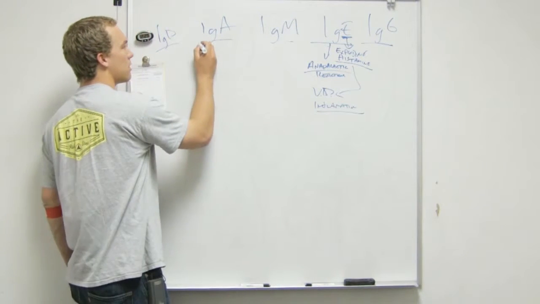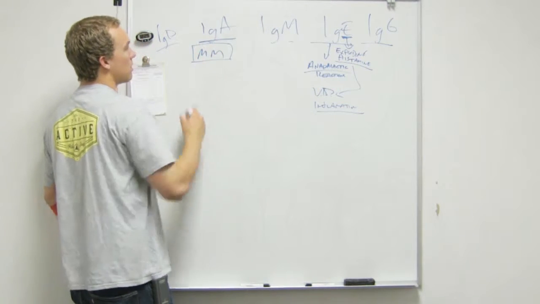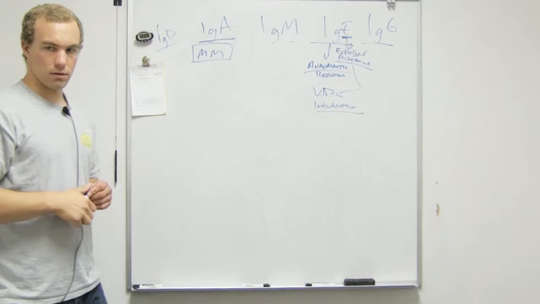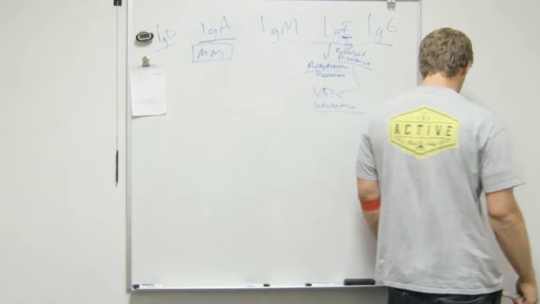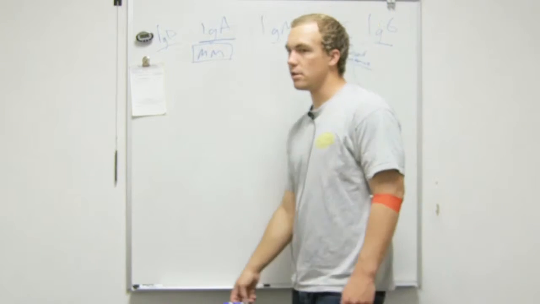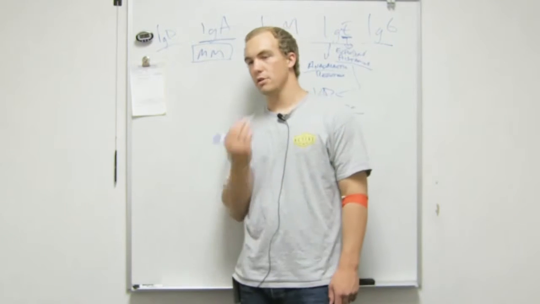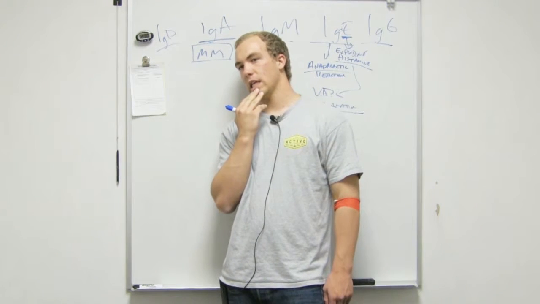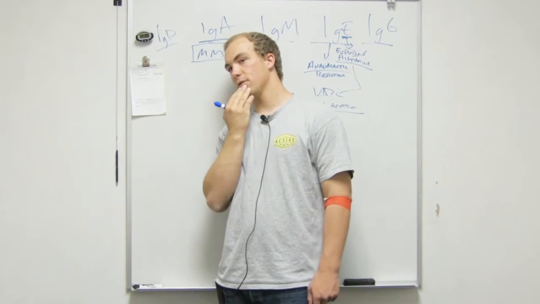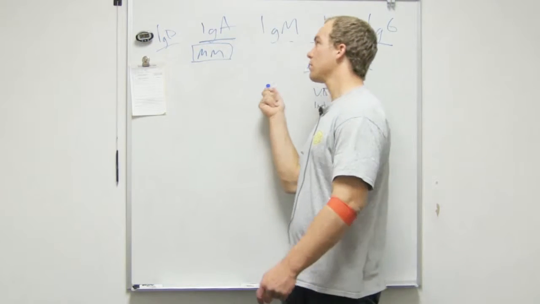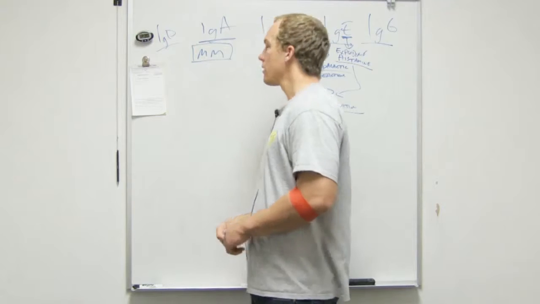IgAs are what? The mucous membrane. Mucous membranes. Okay. How can you remember that? Membrane has an A in it. True. That's pretty good. So what I remember is the first entry into your body is your mouth. And A is the first letter of the alphabet. So if you get an infection there, IgAs, and your mouth is covered in mucous membranes, right?